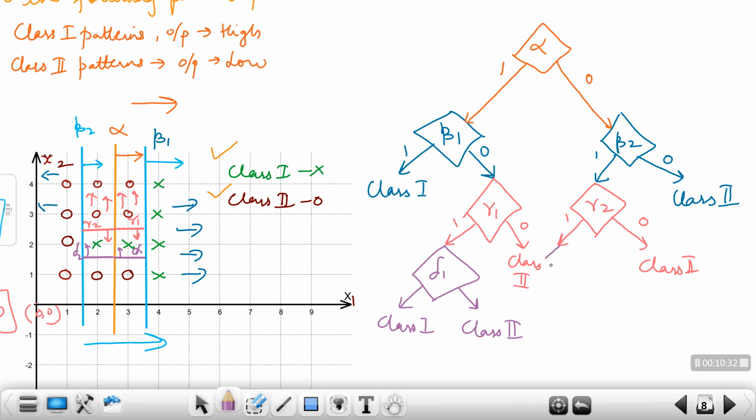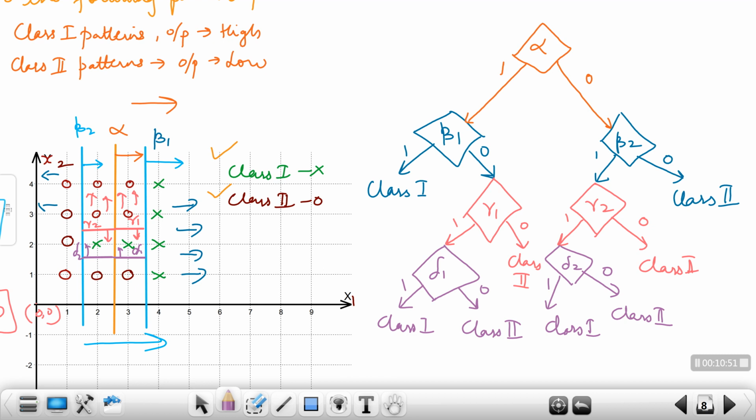And here also, there will be this delta 2. If at all you go on the positive side, it will again be class 1. If at all you go on the negative side, again it will be class 2. So this is the neural tree which we have designed.